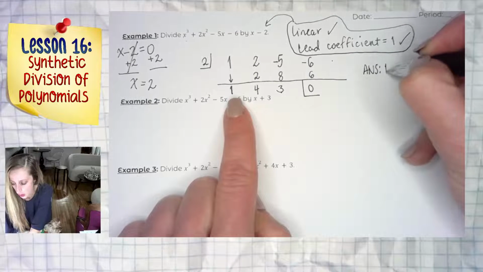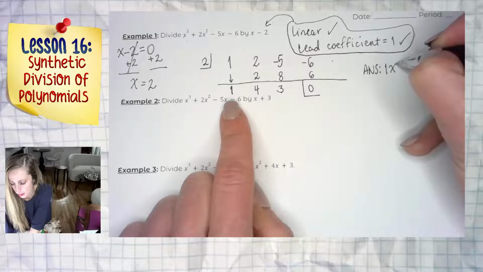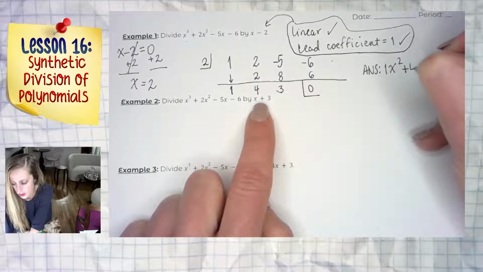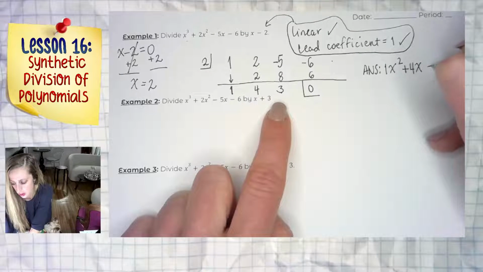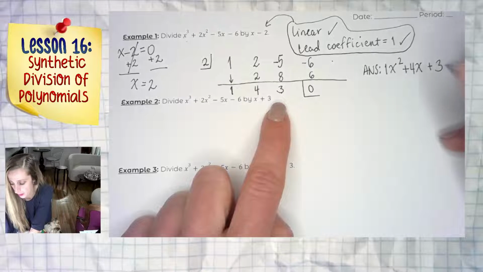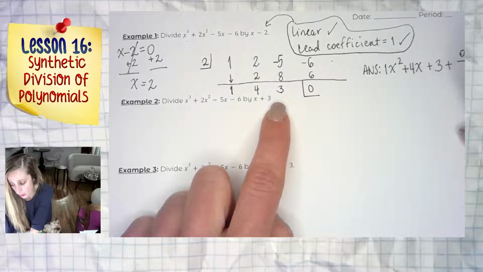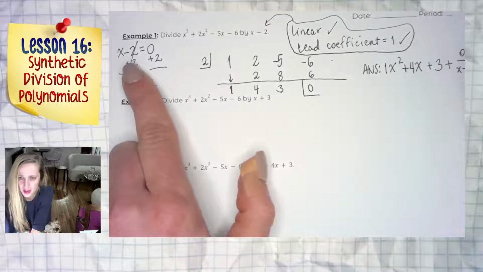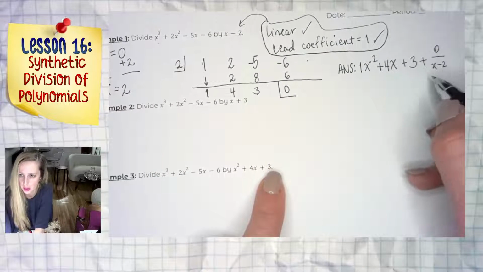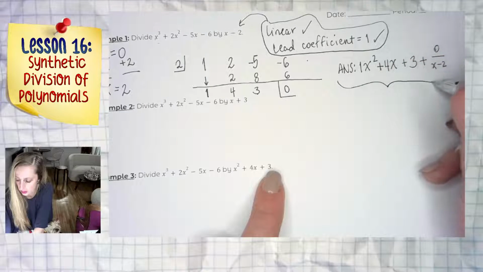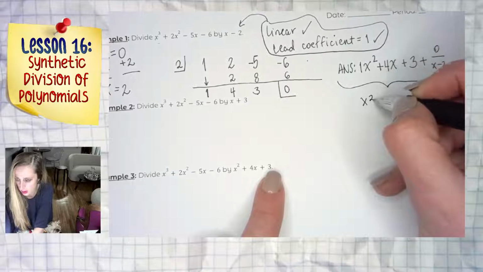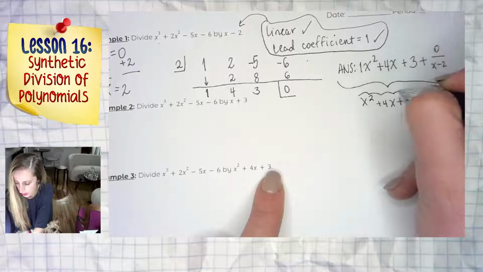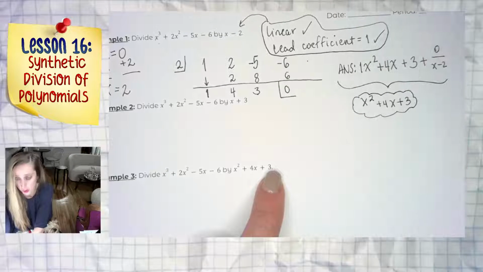Well, it will be 1x to the second, positive, so plus 4x to the first, plus 3 with nothing, plus my remainder 0 over x minus 2, which obviously I hope we all know. We don't need to write this. Really, your answer could just be written as x squared plus 4x plus 3, and that's your quotient right there, right? Done, beautiful. The remainder was 0.